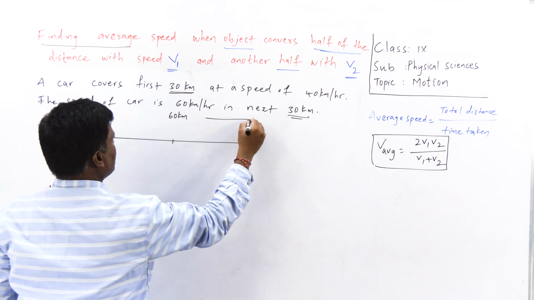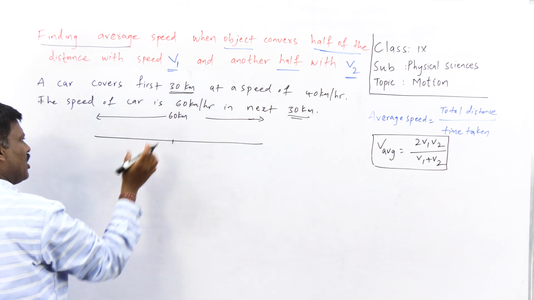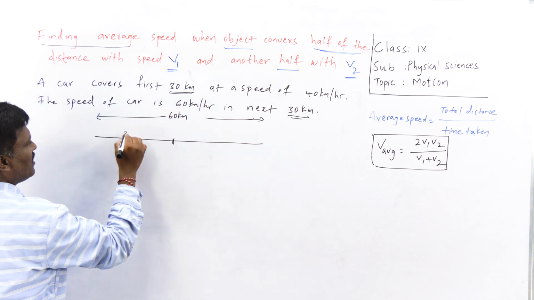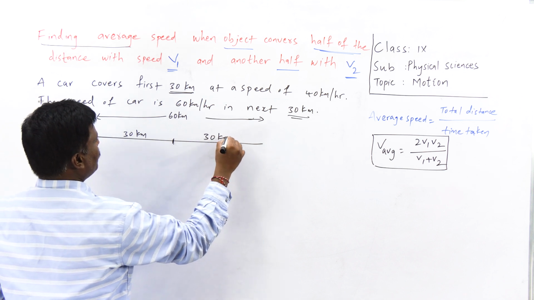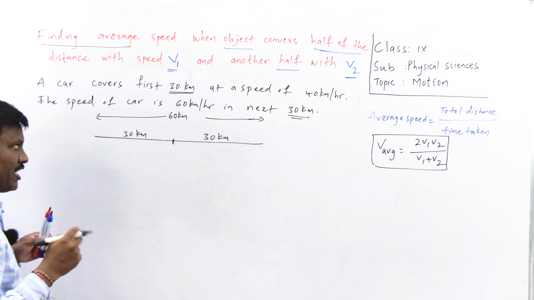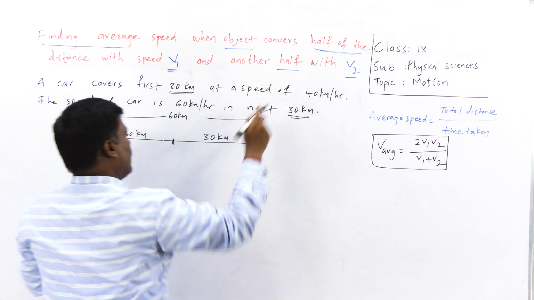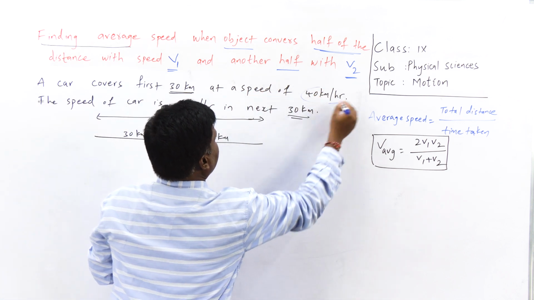60 kilometers. 30 plus 30, 60. In this 60 kilometers, half of the distance is how much? 30 kilometers. Another half of the distance is how much? 30 kilometers. To cover this first 30 kilometers, at what speed did the car travel? 40. This is V1.